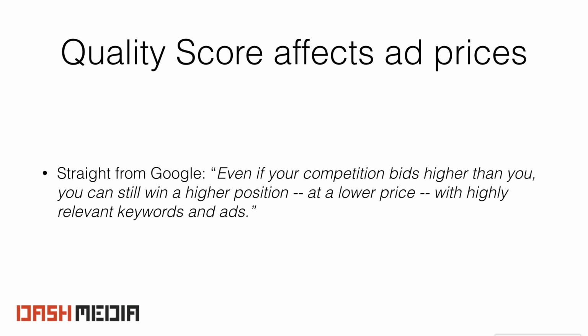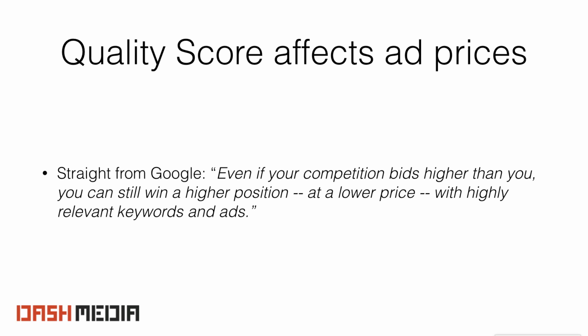So the other thing that quality score affects is ad price. And I want you to read and then reread this sentence from Google themselves. So this is straight from Google, and they say, even if your competition bids higher than you, you can still win a higher position at a lower price with highly relevant keywords and ads. So suddenly it's not just about money. This shows Google's dedication to providing their users with the best experience possible.